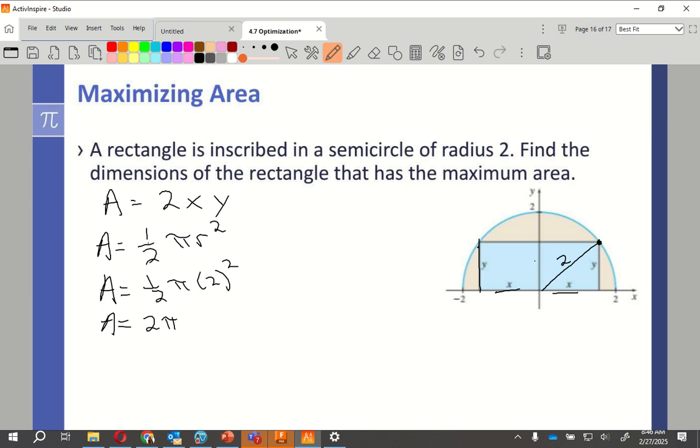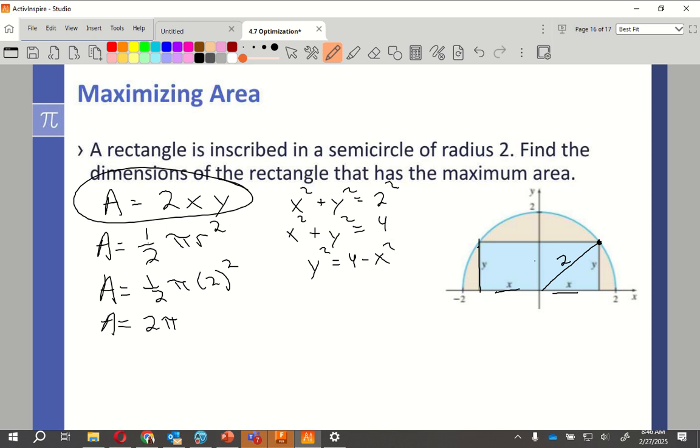We could substitute sides. So I'm going to say that x squared plus y squared is equal to 2 squared. X squared plus y squared is 4. And I don't want to have the y because I'm trying to maximize this one right here, right? So that means I only can use one of the variables. So I'm going to substitute my y. So I'm going to make this into y squared equals 4 minus x squared. Y equals plus or minus the square root of 4 minus x squared.